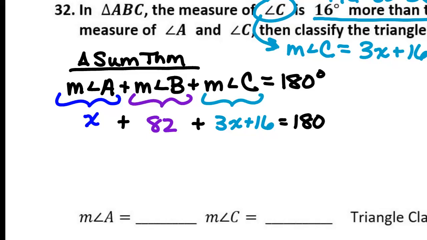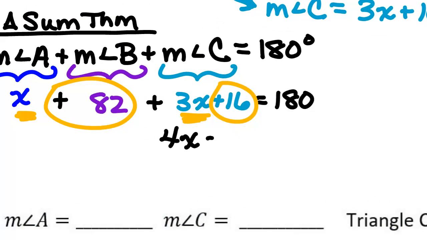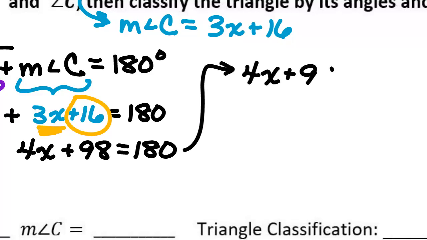Now we're going to combine some like terms. I'm going to add X and 3X together. That gives me 4X. And then I'm going to add 82 and 16 together. What is 82 plus 16? 98. So I have 4X plus 98 equals 180.